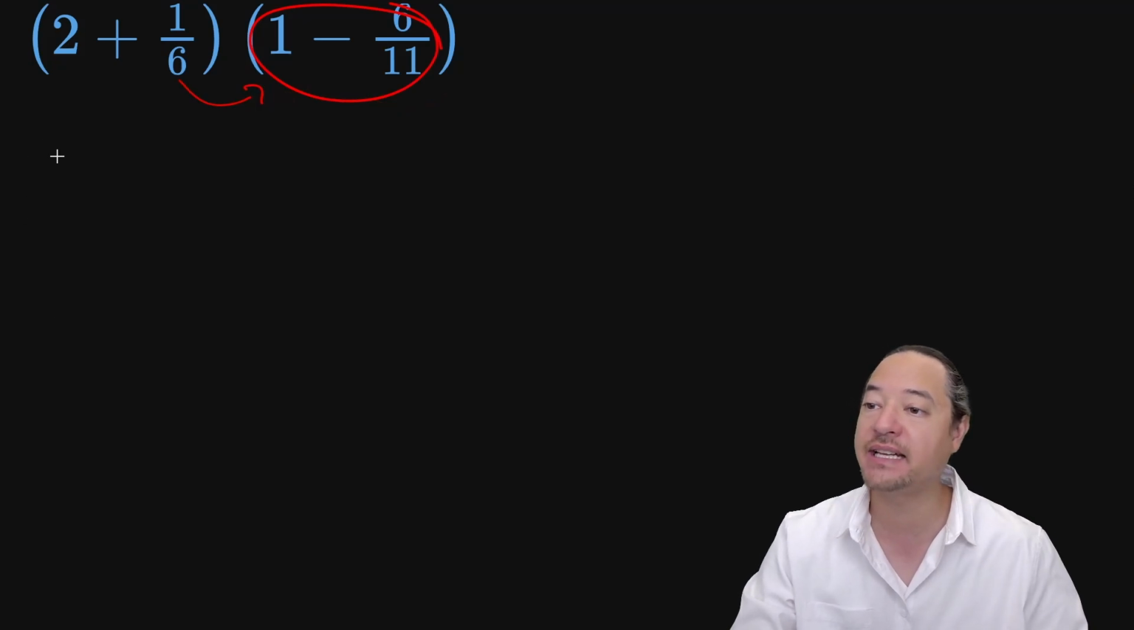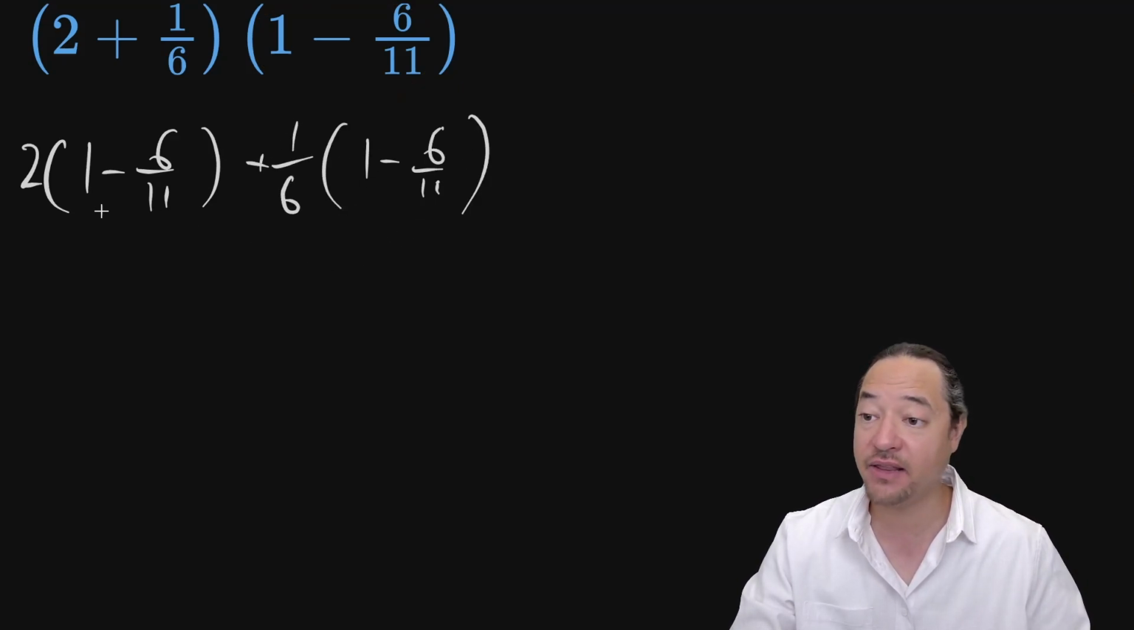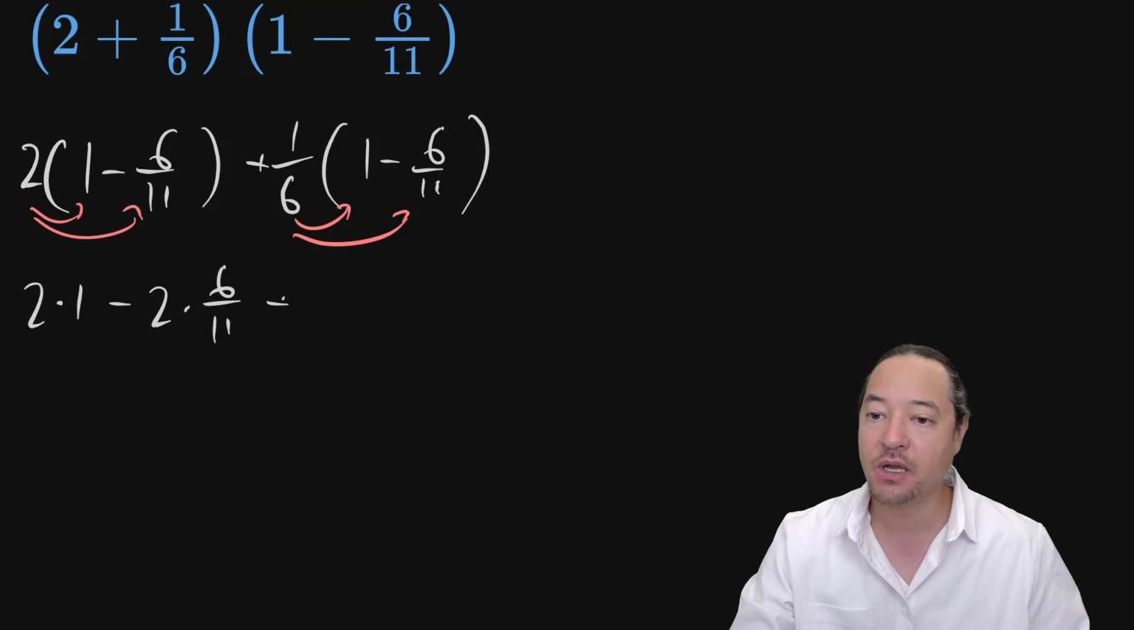Okay, so let me write that down. It's going to be 2 times 1 minus 6 over 11 plus 1/6 times 1 minus 6 over 11. Okay, and then we can simply distribute the 2 into here and the 1/6 into this parentheses. So we'll get a 2 times 1 minus a 2 times 6 over 11 plus a 1/6 times a 1 minus a 1/6 times a 6 over 11.